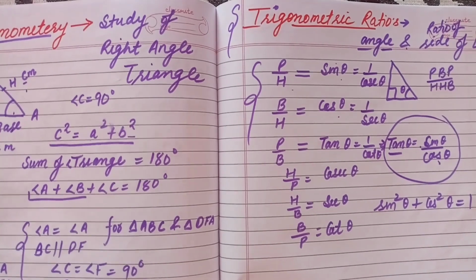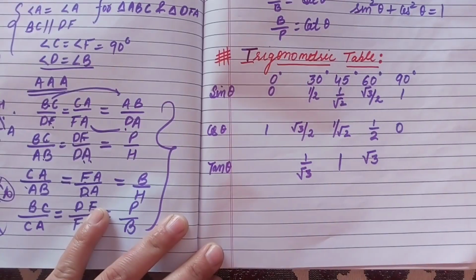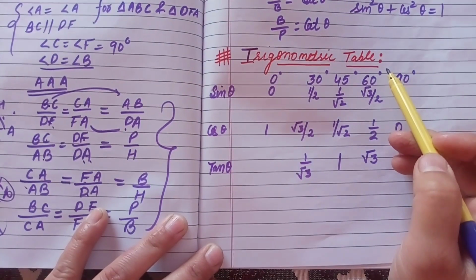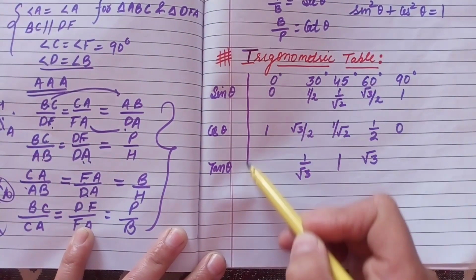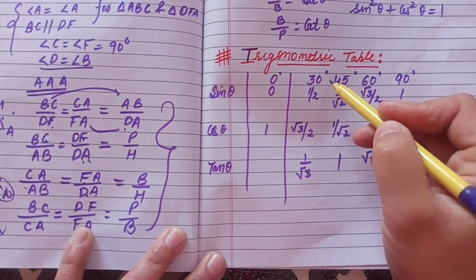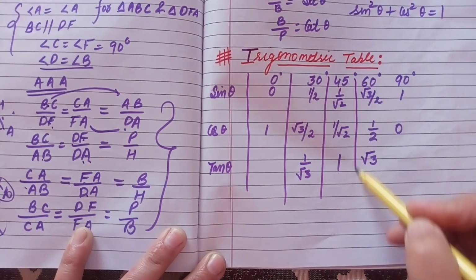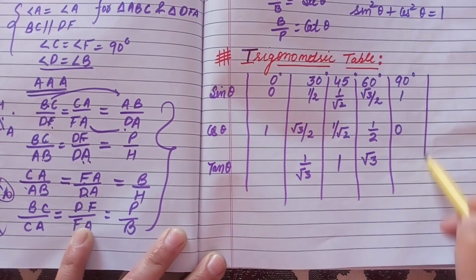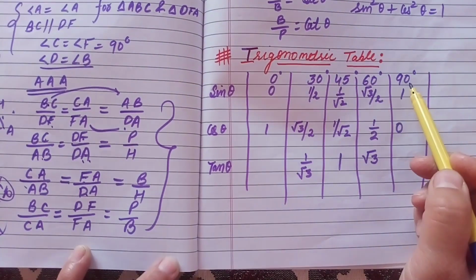Now go to the trigonometric table. Now we have the trigonometric table, right? In the trigonometric table, you see that all the values are fixed. You can also calculate these values for 0 degree, 30, 45, 60 and 90 degree.